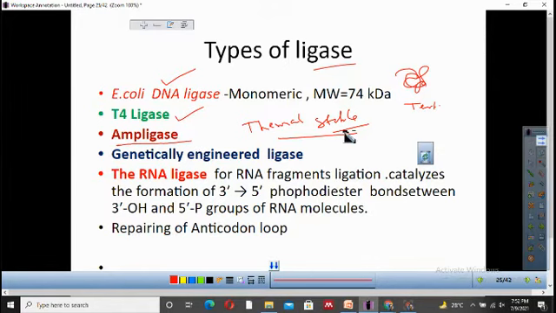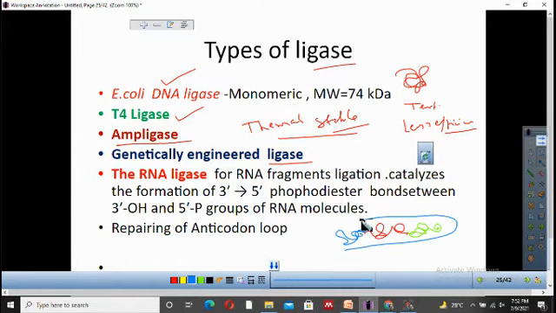But sometimes the natural ligase performs with less efficiency in some cases. So in order to increase the efficiency, the ligase enzymes are engineered. It means that if this protein is there, we have to fuse some other proteins in order to achieve the efficiency. So these genetically engineered ligase enzymes are very much used.